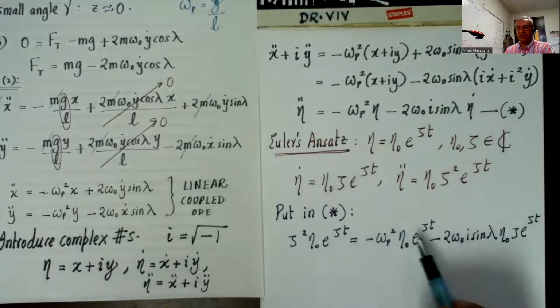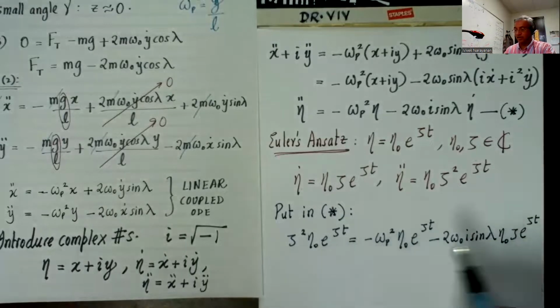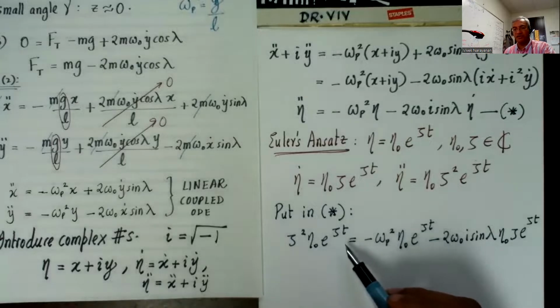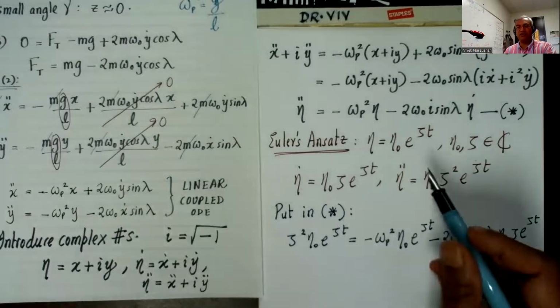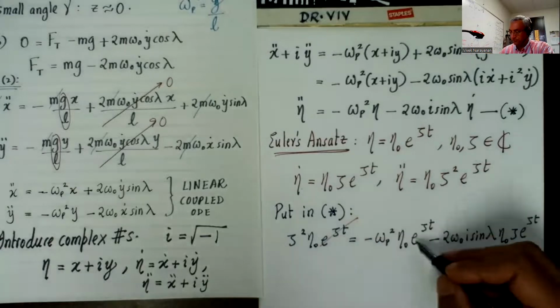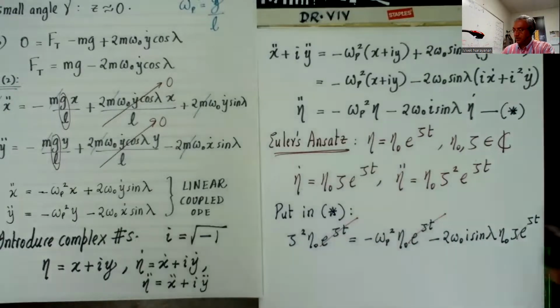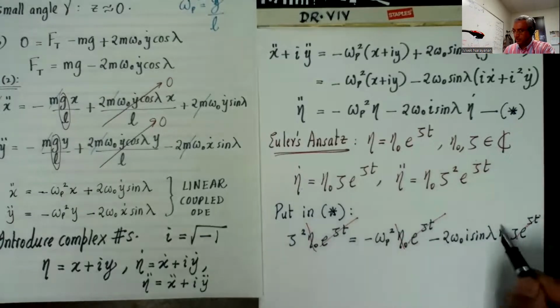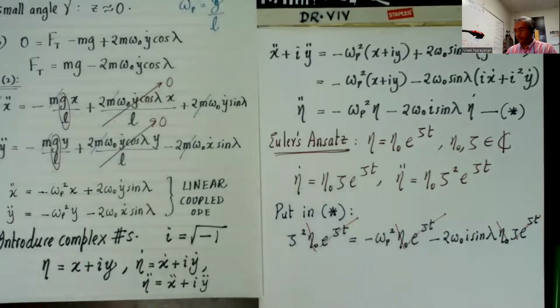Observe that e to the zeta t appears in all sides, and e to the zeta t is clearly not 0. If it's 0, then you have what's called a trivial solution. The pendulum is just sitting there doing nothing, and that's not too interesting. So we'll cancel out the trivial solution. And now eta naught also cancels out. Eta naught also cannot be 0, because if it were, again, you'll be led to the trivial solution.